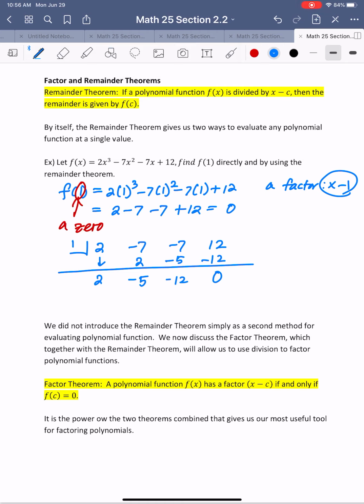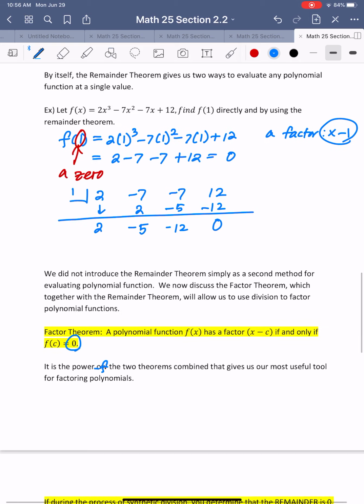So we introduced the remainder theorem simply as a second method for evaluating polynomial functions. We now discuss the factor theorem, which together with the remainder theorem allows us to use division to factor polynomials. Which means when you plug it in, you should get a 0 for the number. The two theorems combined give us our most useful tools for factoring polynomials.